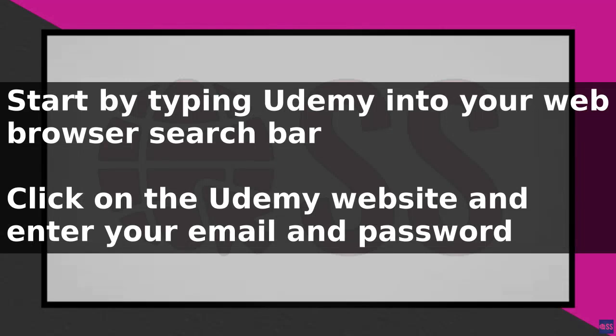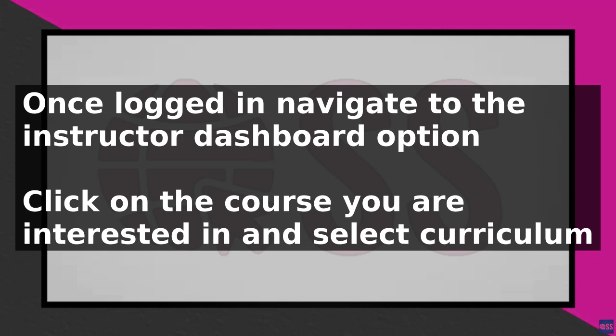To download videos from Udemy, start by typing Udemy into your web browser's search bar and click on the udemy.com website. Next, click on the Login button and enter your email and password to access your account. Once logged in, you'll see various categories, a search bar, and options like Udemy Business and My Learning.